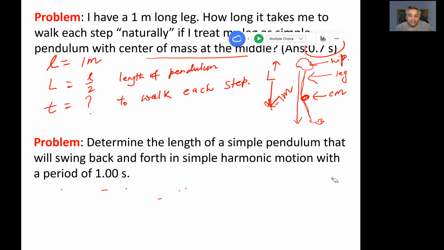And they put that inside a box so that the air resistance was minimal, and of course I'm guessing they had to open the box and give it a push once in a while. It's not going to last forever, right? So anyway, here it says determine the length of a pendulum so that it swings back and forth in simple harmonic motion with a period of 1 second. So if you want to make a clock with a period of 1 second, then how long should the length be? That's the question, right?